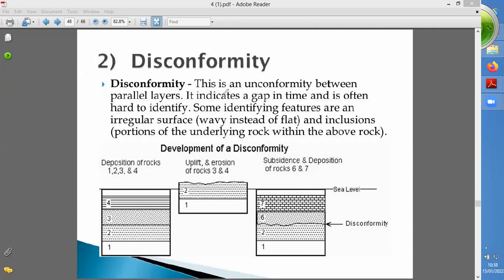Now here, in the first stage these four layers are deposited: 1, 2, 3, 4. After some years this area gets uplifted due to the pressure acting from the bottom side. After upliftment, layers number 3 and 4 undergo weathering and erosion and completely vanish.